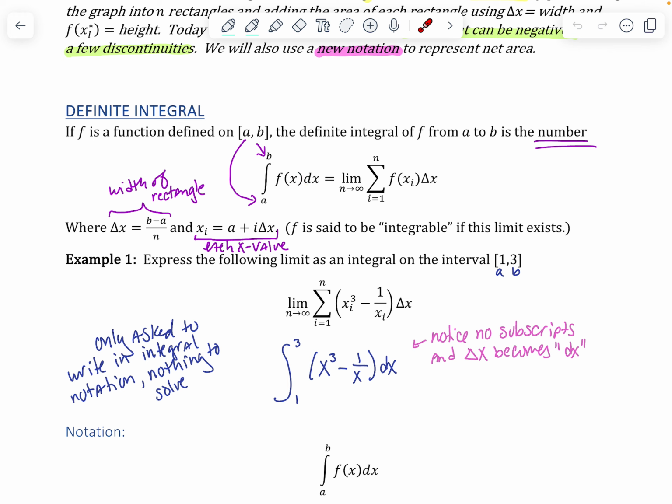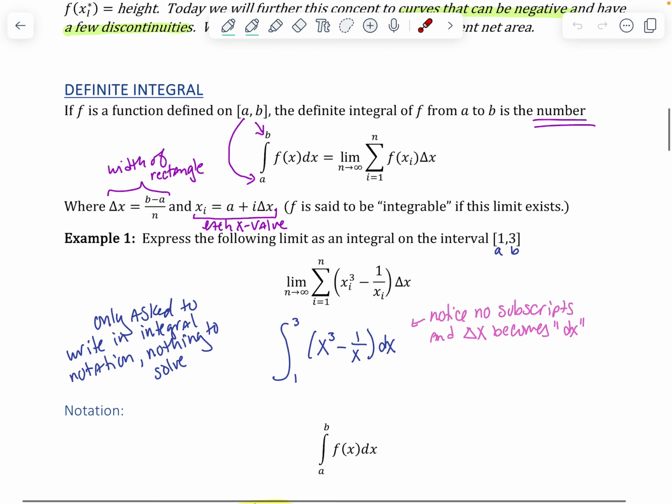And we're still going with the concept that we're adding up a bunch of rectangles where the rectangles are the width times the height. And if n goes to infinity, meaning we have an unlimited number of rectangles that we're adding up, we're essentially at the definite integral.